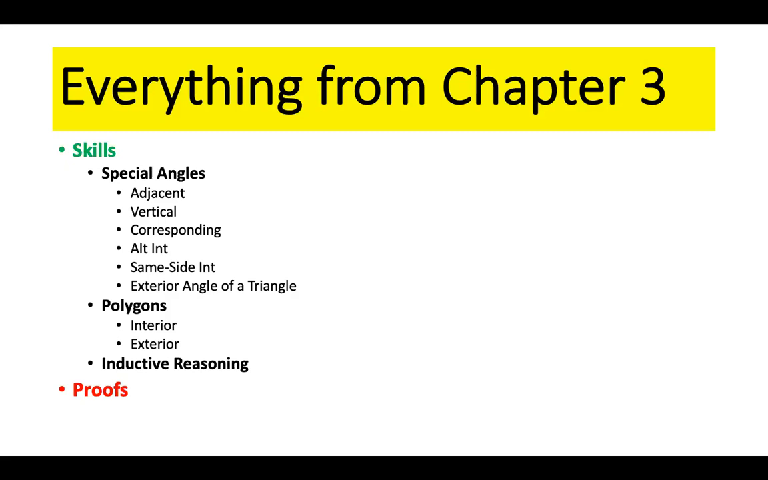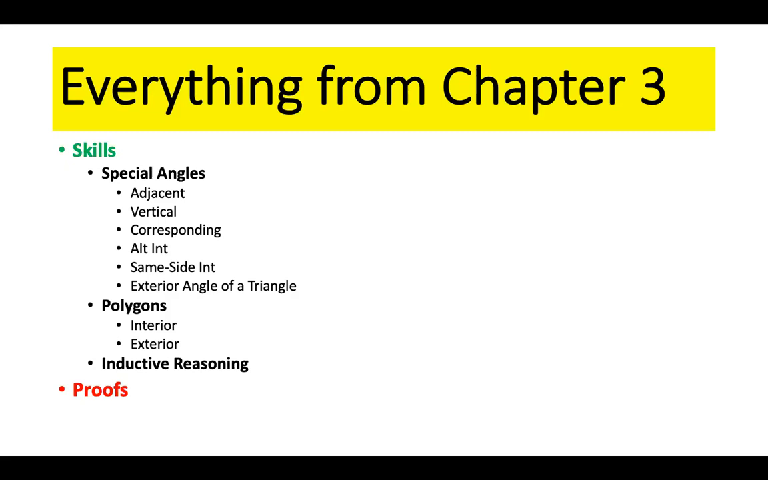Two lines that are parallel cut by a transversal, you get corresponding, alternate interior, and same side interior angles. You've got to know, the first two, they're congruent. The last one, same side interior angles, they're supplementary. Exterior angle of a triangle: the exterior angle is equal to the sum of the two remote interiors.